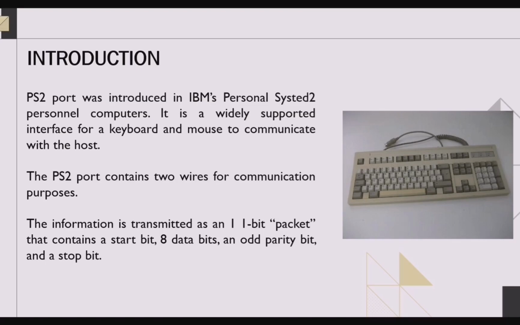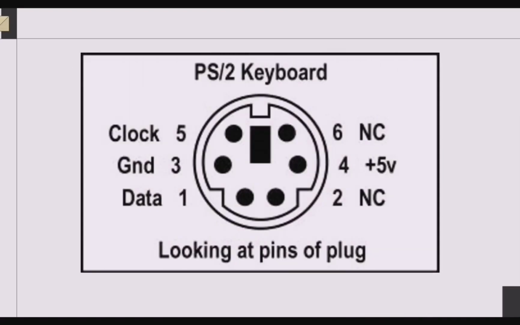The PS2 port contains two wires for communication purposes. One wire is for the data, which is transmitted in a serial stream. The other wire is for the clock information, which specifies when the data is valid and can be retrieved. The information is transmitted as an 11-bit packet that contains a start bit, 8 data bits, an odd parity bit, and a stop bit. Whereas the basic format of the packet is identical for a keyboard and a mouse, the interpretation of the data bits is different.